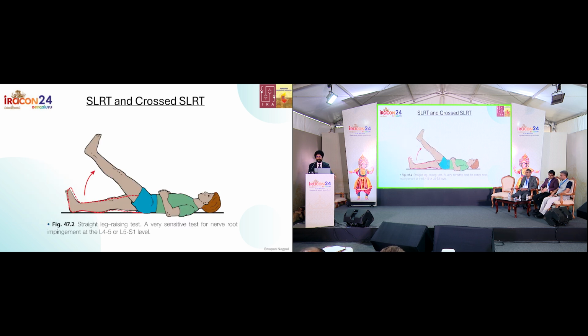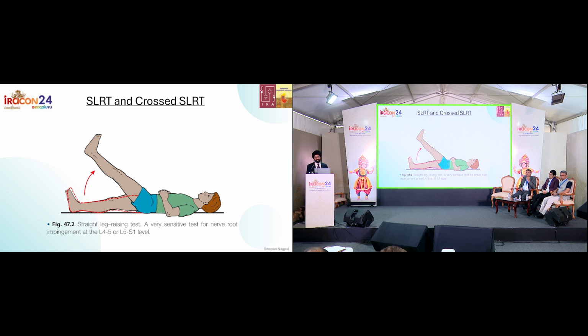Now this is the straight leg raising test and the crossed straight leg raising test. Very well taught in our MBBS days. So once you extend the leg, you raise the patient's leg passively between 30 to 70 degrees.